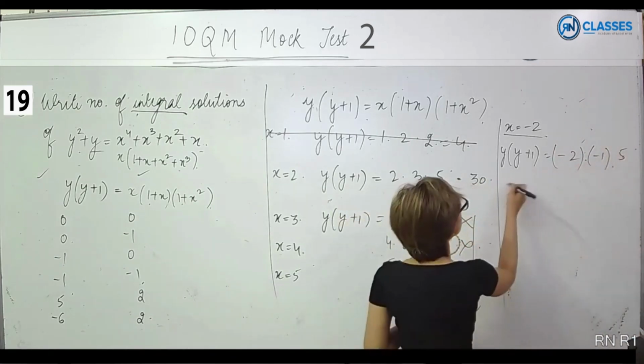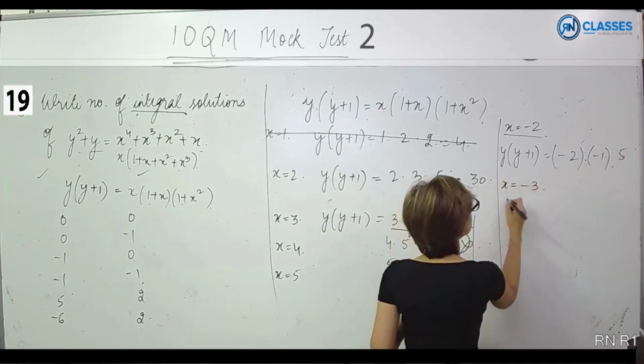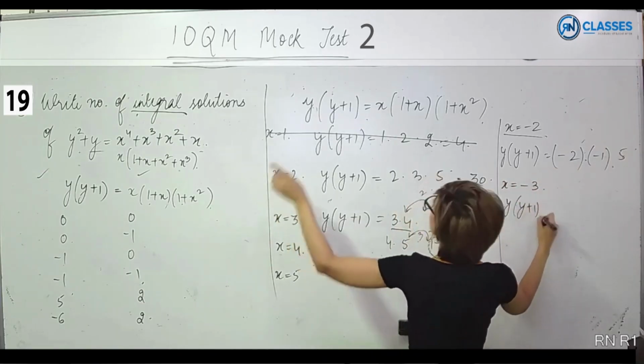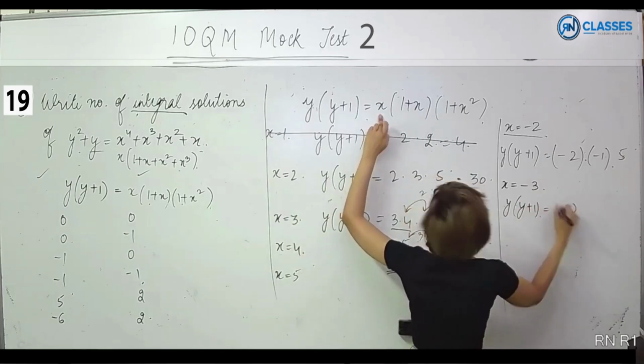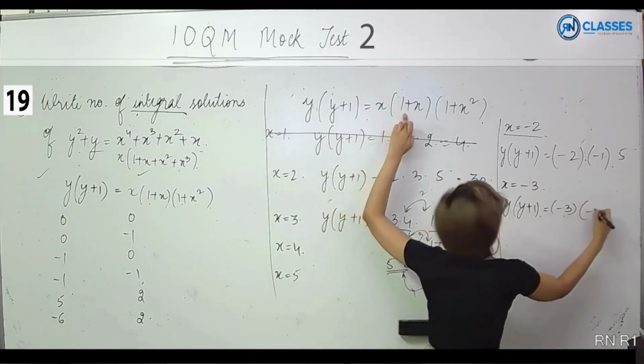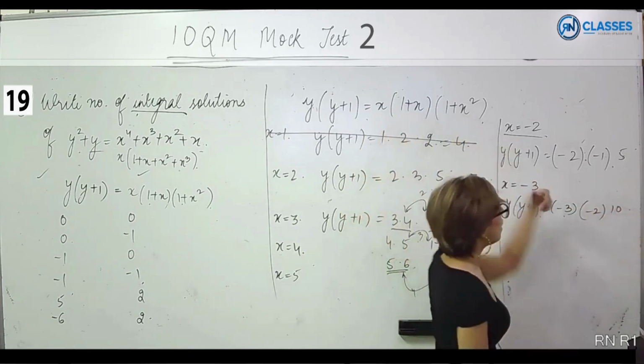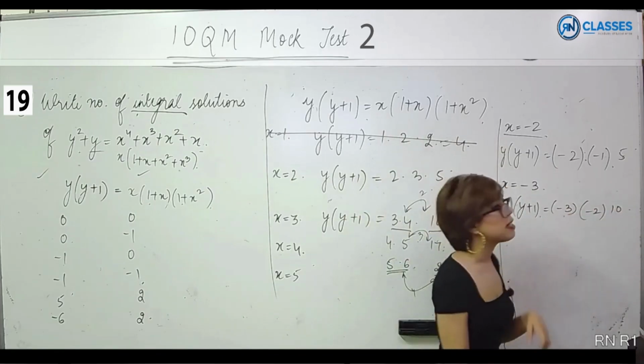Again, I cannot write it. Then I put x equal to minus 3. So y into y plus 1 is minus 3. So minus 3. Then I will do minus 2 and then I will do 10. Again, that is 60, 60.